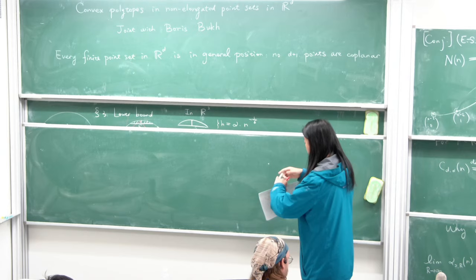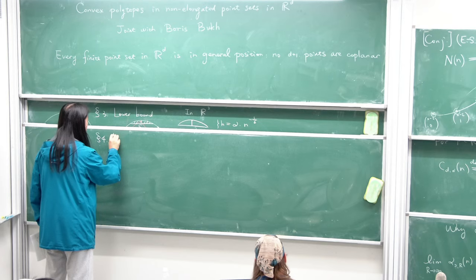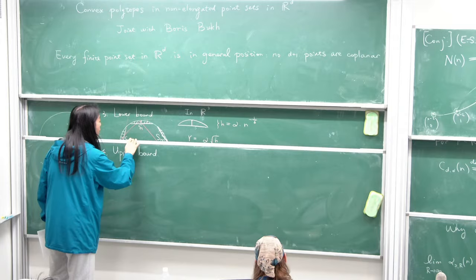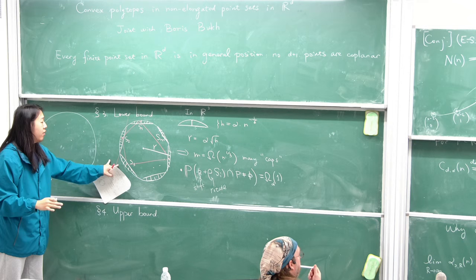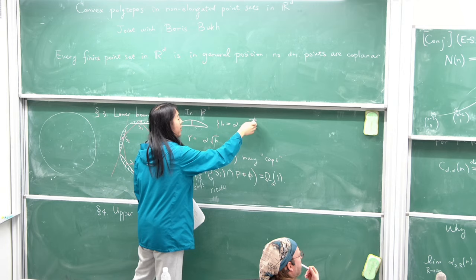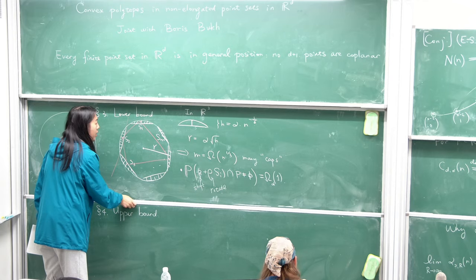Let's turn to the more interesting upper bound. Oh, by the way, a comment here is that this is basically Valtr's argument in two dimensions. But things work smoothly in higher dimensions. You just pick these parameters at a different scale, but everything else works perfectly well in higher dimensions.